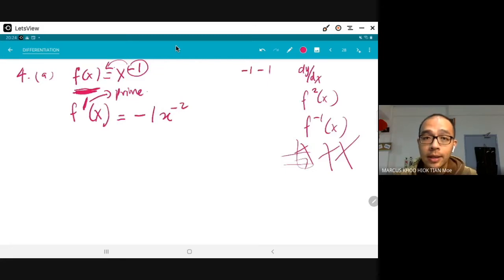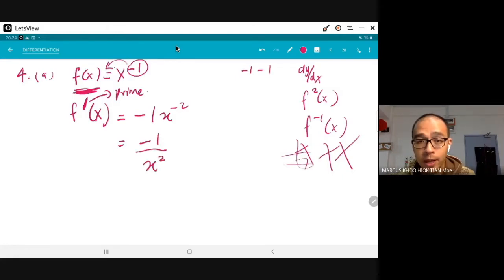Now, if this is the final answer, usually in exams they won't accept an answer like this. The final answer cannot be a negative power. So you have to bring the negative power down. So this will be -1 over x to the power of 2.